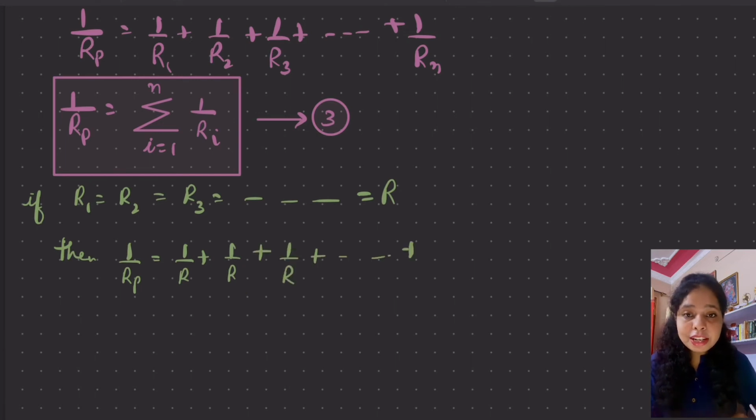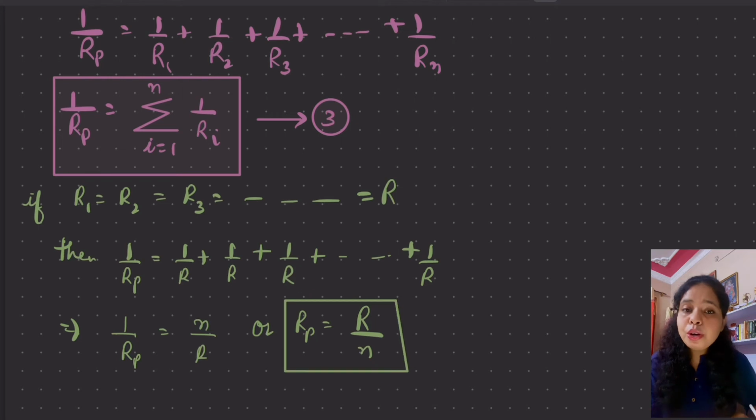We have just taken the reciprocal because we wanted to find the equivalent resistance when equal resistors are connected in parallel to each other. So we are having Rp is equal to R divided by n. So total resistance actually decreases when the resistors are connected in parallel.